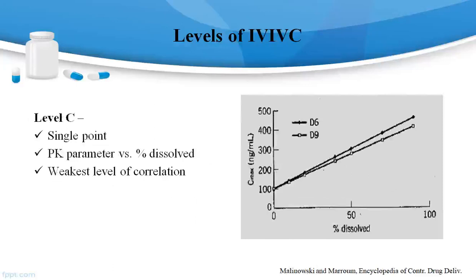And next is the level C relationship, which is also known as the single point relationship. In this, a pharmacokinetic parameter versus percentage dissolved curve is drawn. This is the weakest level of correlation, as shown in the graph.